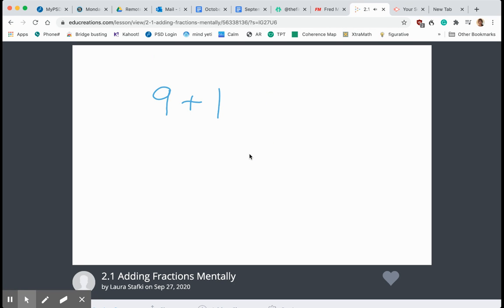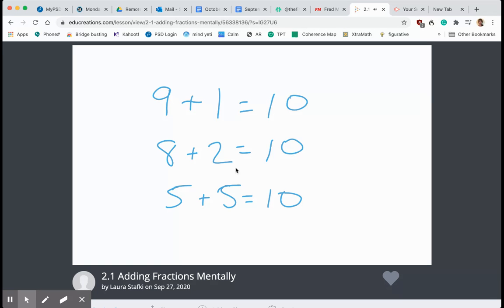Okay, we're going to think about whole numbers first. I know a lot of you are really good at mentally adding numbers together. You're really good at finding compatible numbers, numbers that go together easily. Like these all equal 10. You can probably add those in your head really easy. Doubles are easy to add. Somehow we're getting always 10.